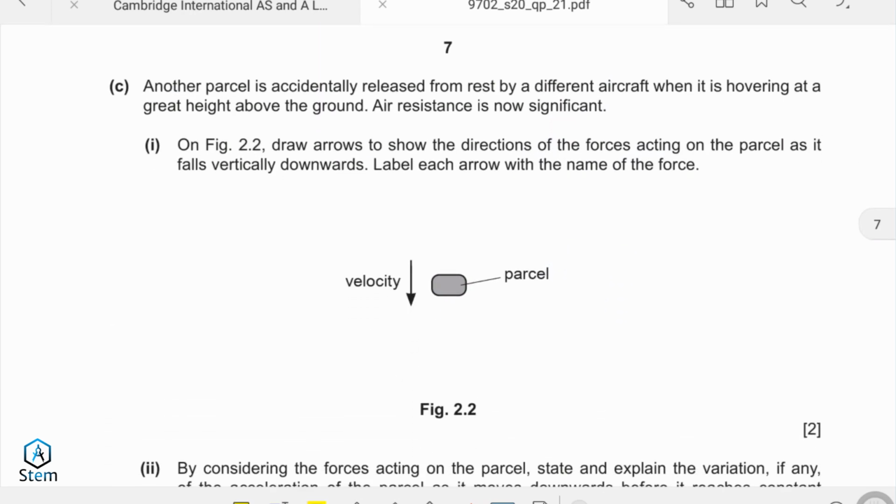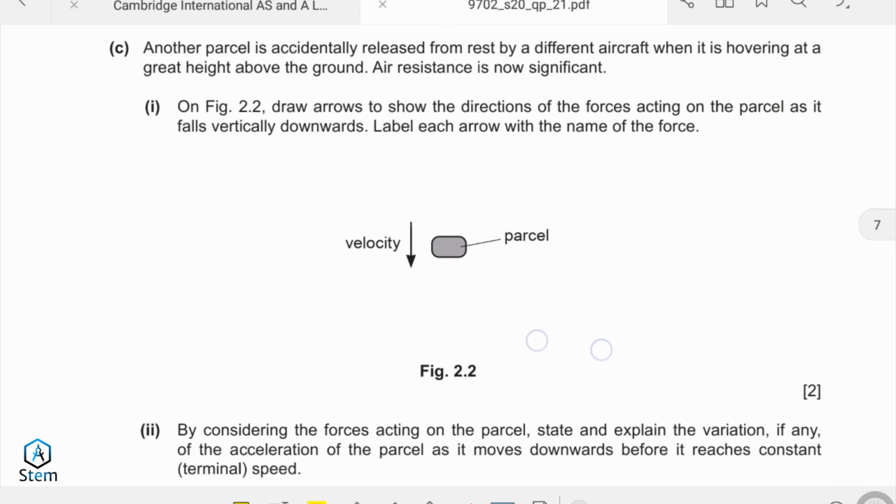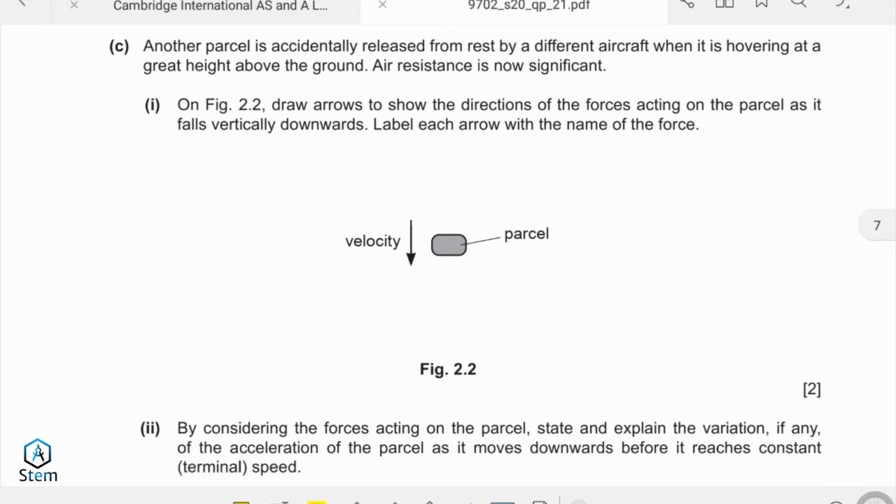Another parcel is accidentally released from rest by a different aircraft when it is hovering at a great height above the ground. All right, let's see. On Fig 2.2, draw arrows to show the directions of the forces acting on the parcel as it falls vertically downwards. Label each arrow with the name of the force. Obviously, I expect everyone to know that this is the weight. We have weight, which is always pointing towards the center of the earth.